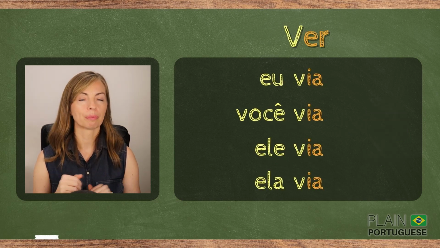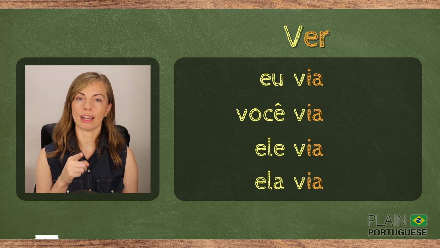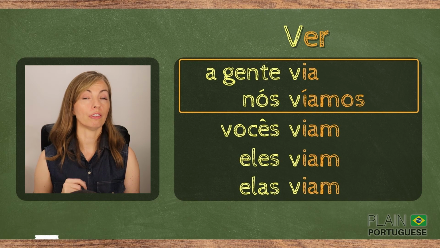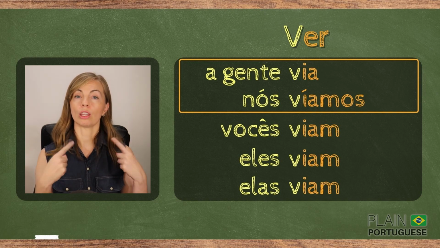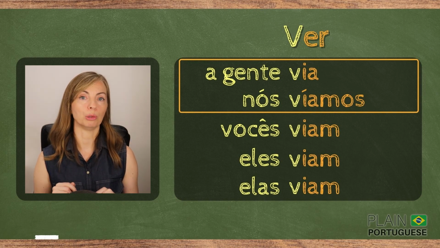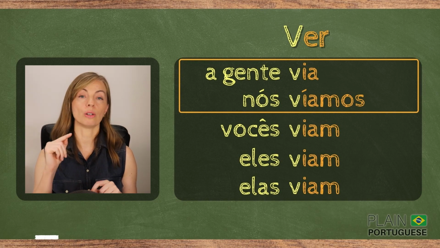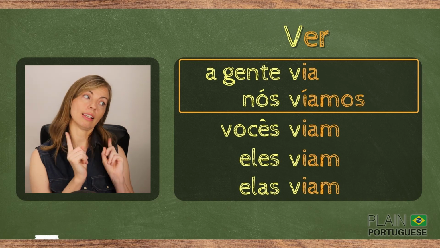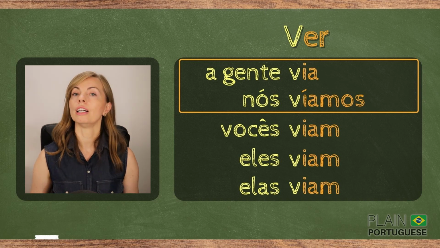Simplifying the reading now. Eu, você, ele, ela, a gente via. Nós víamos. Yeah, there is an acute accent, so nós víamos. Vocês, eles, elas viam. In the beginning of the class, I said that in the pretérito imperfeito, ER and IR verbs share the same conjugation, right?